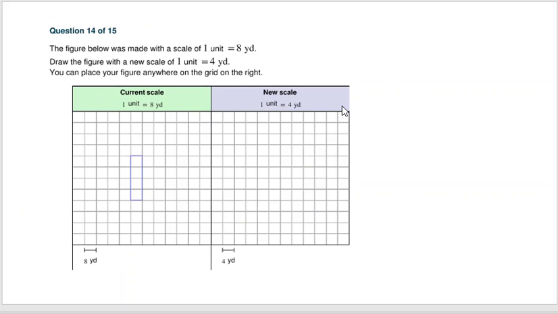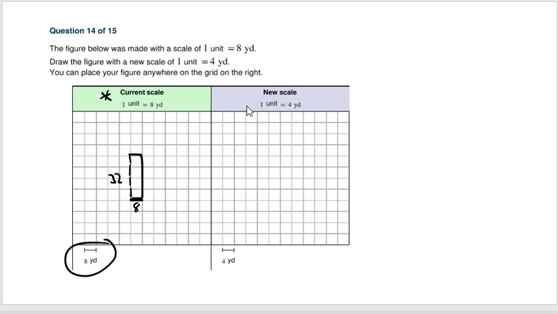So let's do one more of these. I think that these are a little bit tricky. If your current scale is 1 unit equals 8, so that means that this base is 8, and then if this is 8, and this is 8, and this is 8, and this is 8, there are 4 of those. So that means that this side would be 32. So this is an 8 by 32.